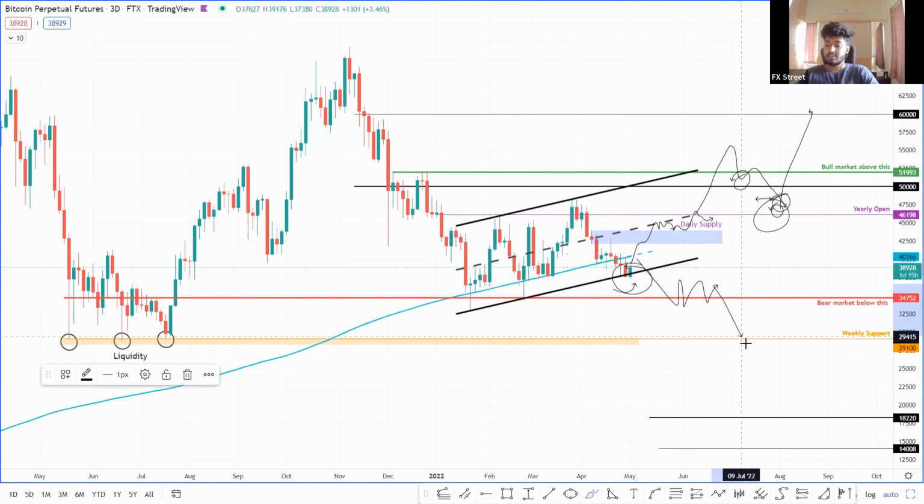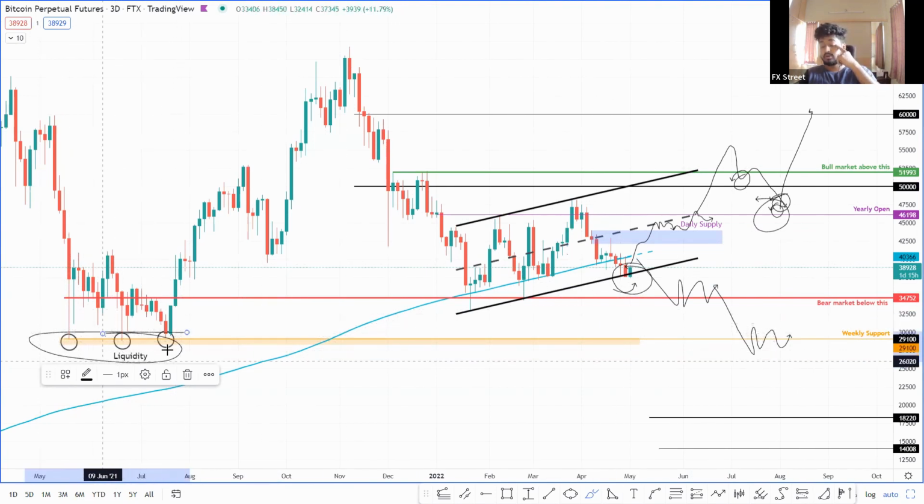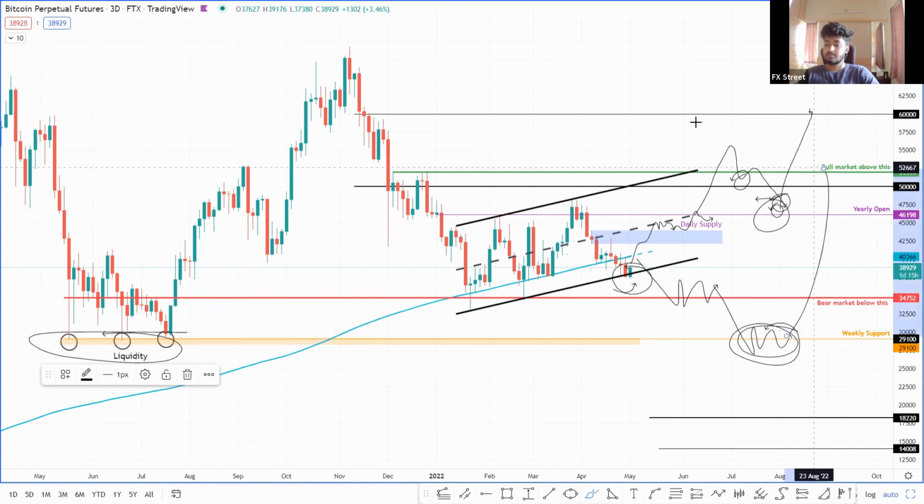In which case the price is going to head down to this liquidity pool here formed between May and July of 2021. I think collecting liquidity down here is the most important signal for me to go long. Personally, I would go all in around 29.1K because that's where I believe the reversal is going to be. So that is pretty much it, guys.